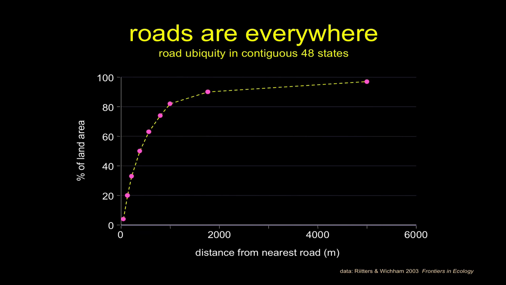How about this? What's this telling us? Good graph, bad graph? What's it telling us? Probably could have put another land area of whatever. Although it says here contiguous 48 states. So it's probably the percent of land area in 48 states, but maybe we could be better about explaining that. Good. What else?